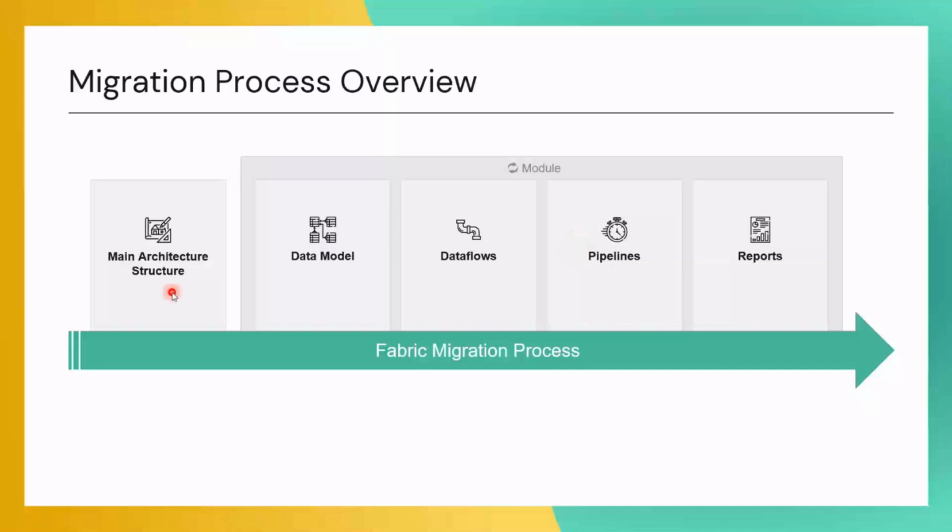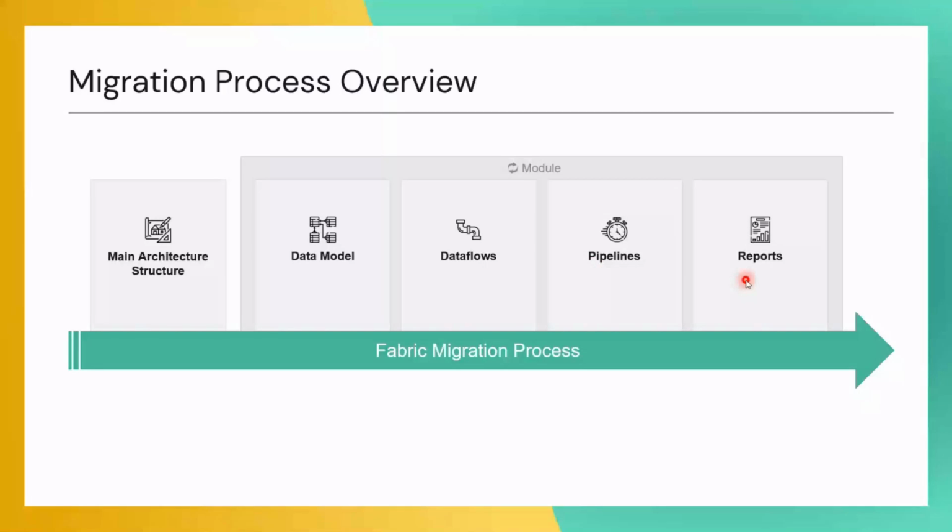We're going to start with looking at and defining the main architecture structure, which we're going to use, and then later build and develop the different modules. I will explain later what a module is. For each of the modules, we will have a look at the data model. We will also then implement this data model using dataflows, schedule them with pipelines, and migrate the reports and permissions and so on.